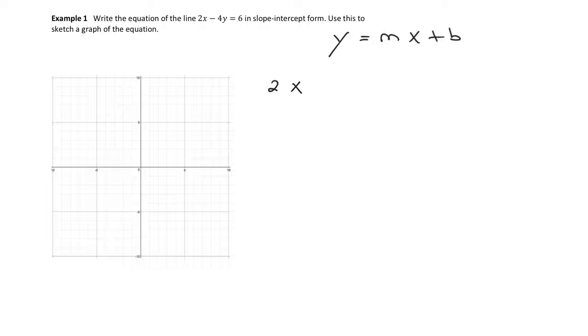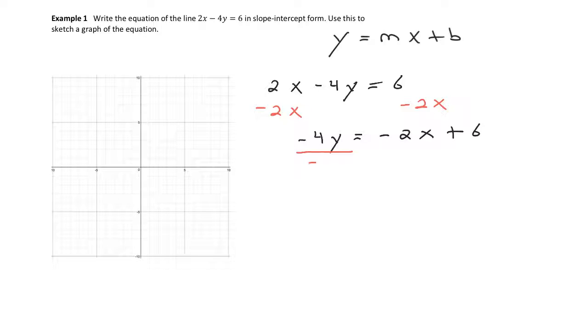We have 2x minus 4y equals 6. To solve for y, I need to first subtract 2x from both sides. This gives me negative 4y equals negative 2x plus 6. I've got to get rid of that negative 4, so I'm going to divide both sides by negative 4. They cancel on the left, so I'm left with just y. On the right, that negative 4 is divided into both terms in the numerator.